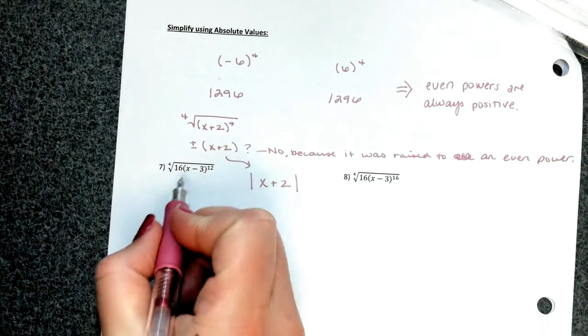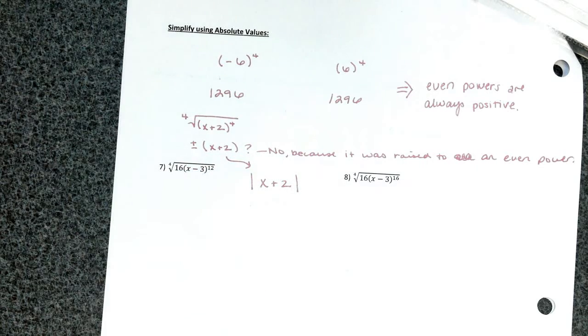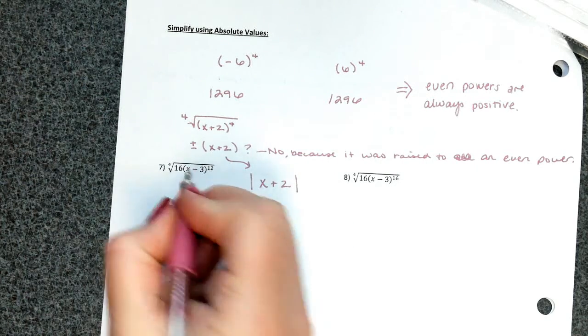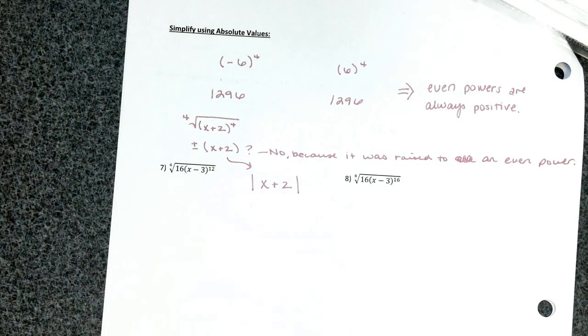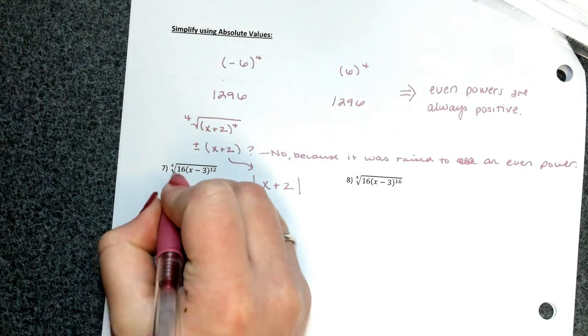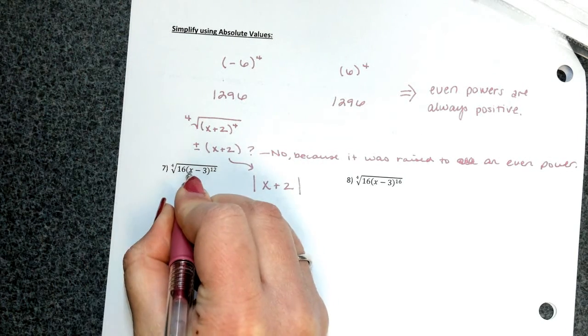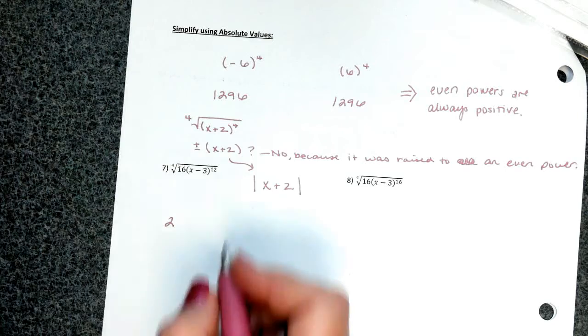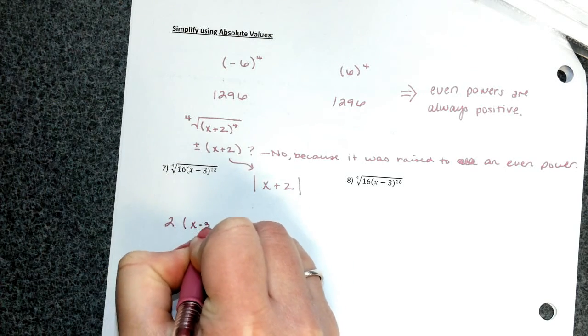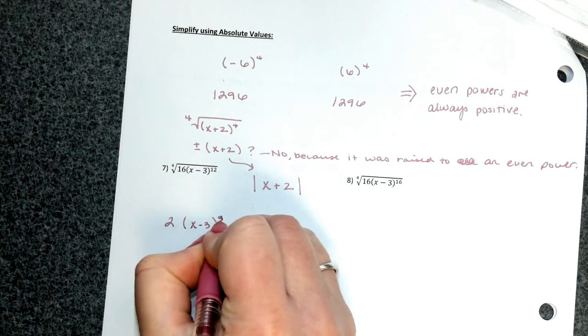Okay? So this first one here, the fourth root of 16 times this grouped value. Okay? What's the fourth root of 16? Can you do it? The fourth root of 16. Can you do it? What is it? 2? Okay. So the fourth root of 16 is 2. Can you take the fourth root of something to the 12th power? Okay, what is the new power? 12 divided by 4 is 3.